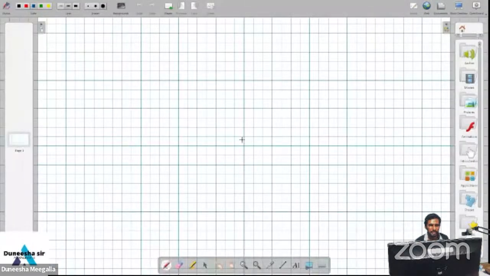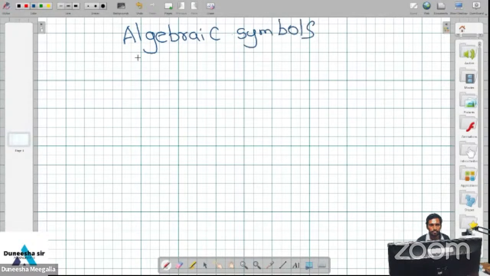Let's go to the next lesson today. The 18th lesson. Write down the algebraic symbols. Lesson 18.